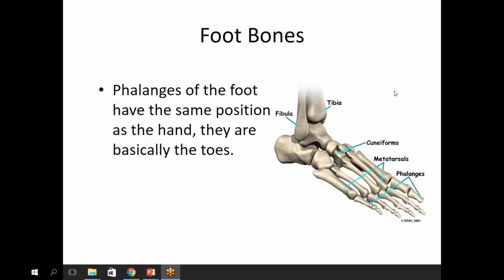Foot bones again. We have the tibia, the fibula, you got your calcaneus, the talus, then you got your cuneiforms, just like up in your wrist. You got your little cuboids and stuff. And then we have here the metatarsals and the phalanges, okay? Basically, phalanges of the foot have the same position as the hand. Basically, they're the toes, okay? So up in the hand, we got our metacarpals, and we got our phalanges and digits up here, okay?